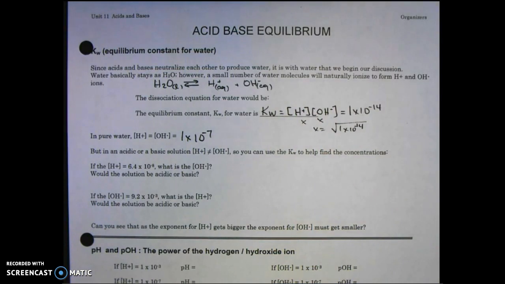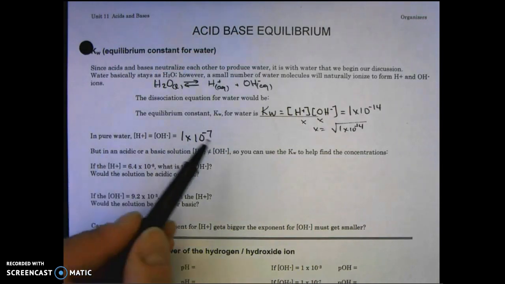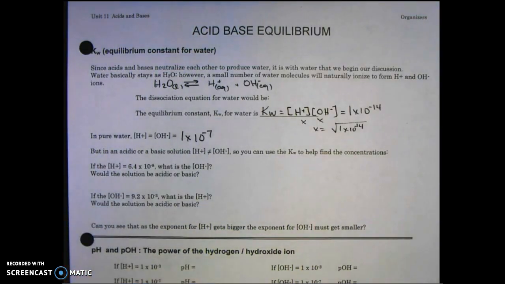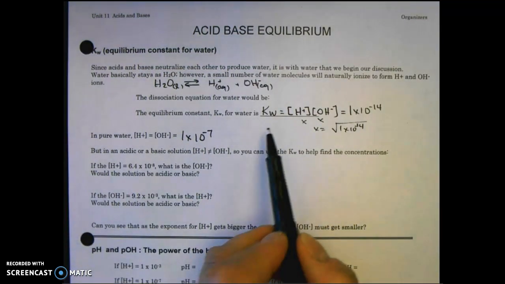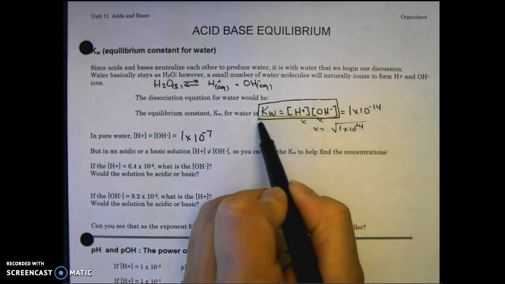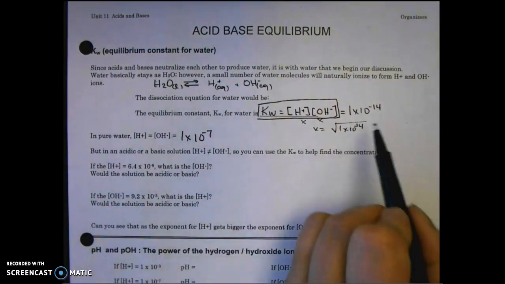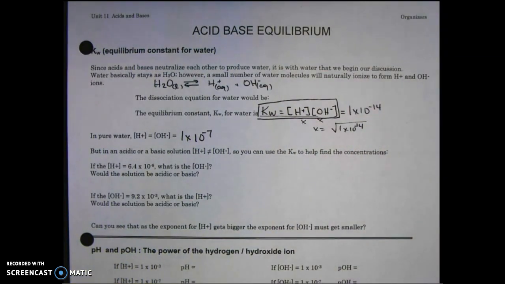So look at that, 1 times 10 to the negative 7, and pure water has a pH of what? 7, you say? All right, so there's a relationship. We'll get to that in a few minutes. But I want to make sure you guys are comfortable with this first equation. So we've got 4 equations that we're going to see. The first one is Kw is equal to H plus times OH minus, and that's 1 times 10 to the negative 14.